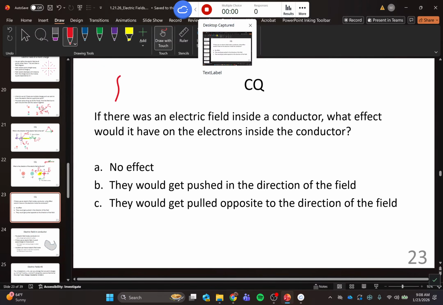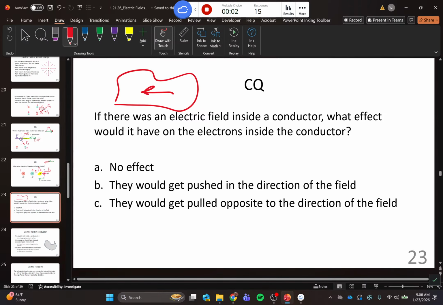So, if you want a picture, here's a conductor. It's got an electric field inside of it. There's electrons inside of it. There just is. Always. Every conductor is full of electrons. What are those electrons going to do? Which way are they going to travel? If at all.